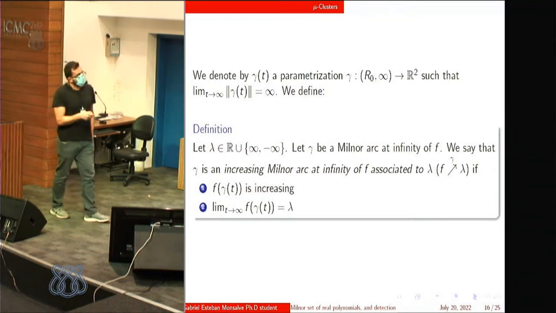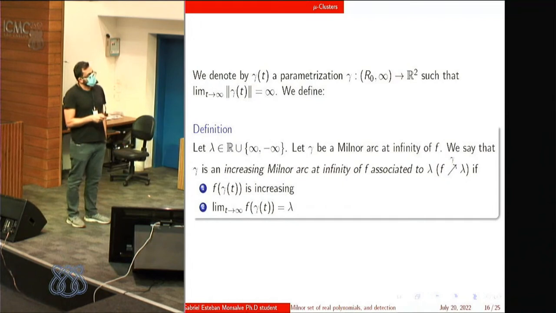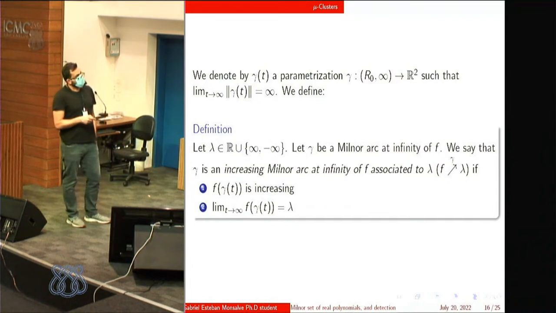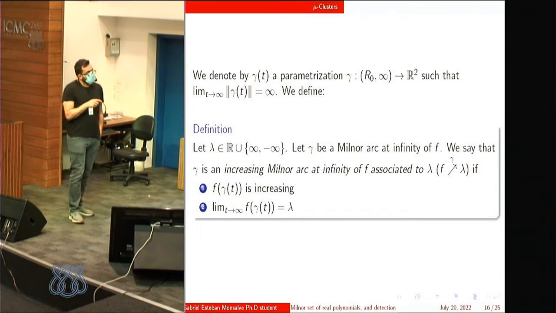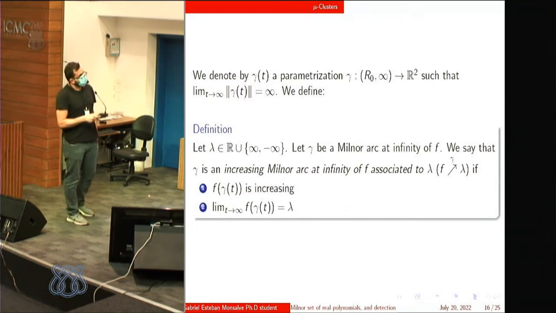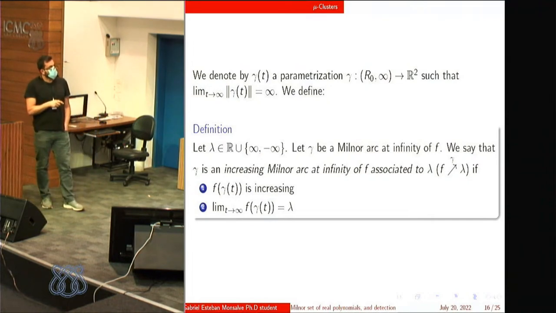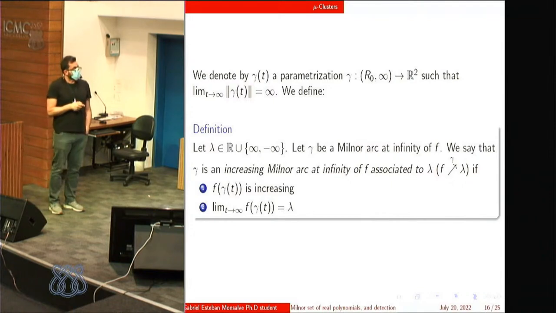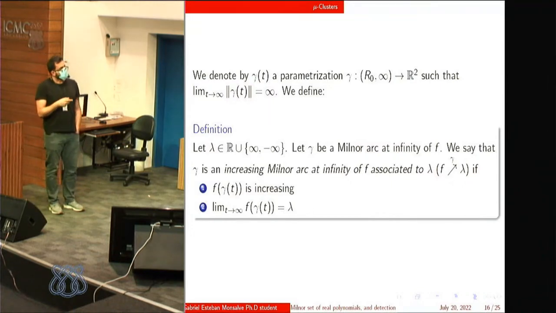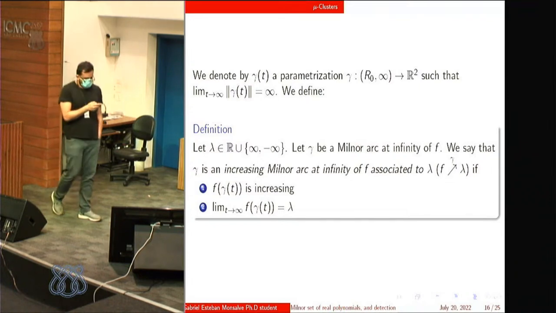And for simplifying this, we are going to use this symbol, when f is just some arrow going up, associated to the value lambda. We have the same definition for decreasing, just in the first condition, instead of increasing, we say that it's decreasing. And of course, it's completely analogous to the increasing case, so I'm just going to keep to the increasing case.